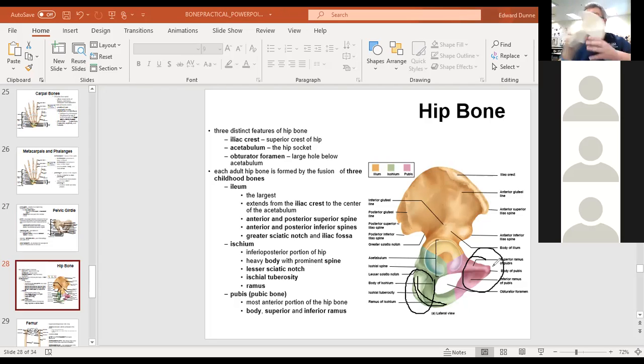So what important landmark does this bone basically create on the pelvic girdle? What do you guys think?